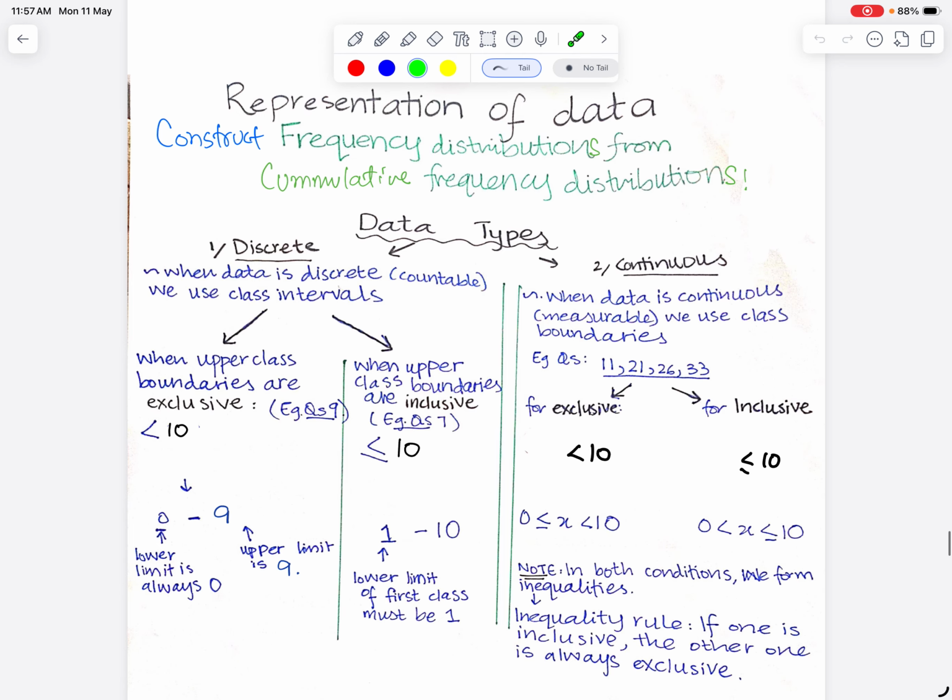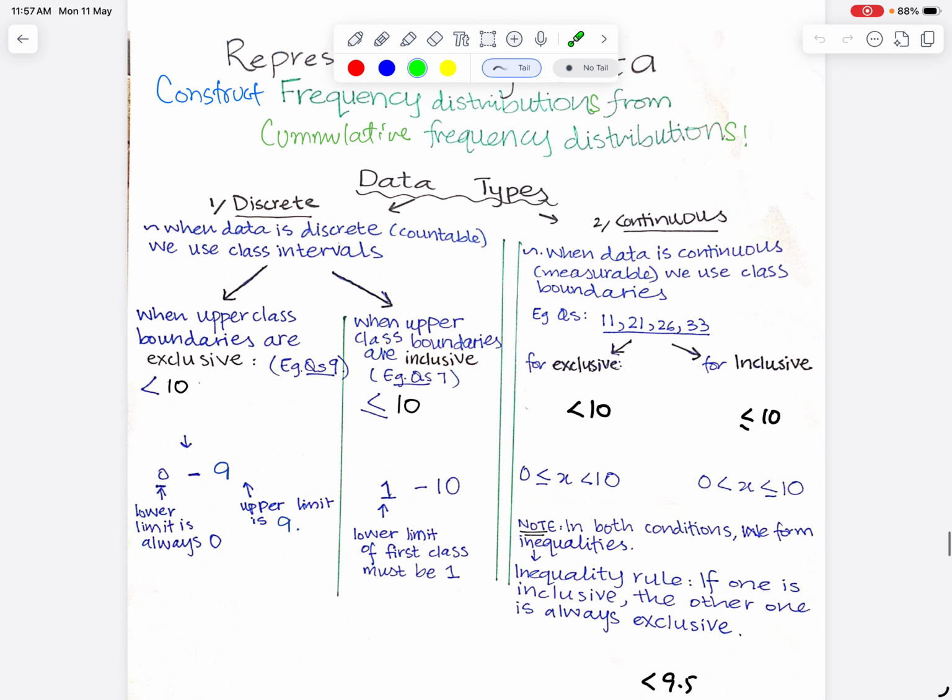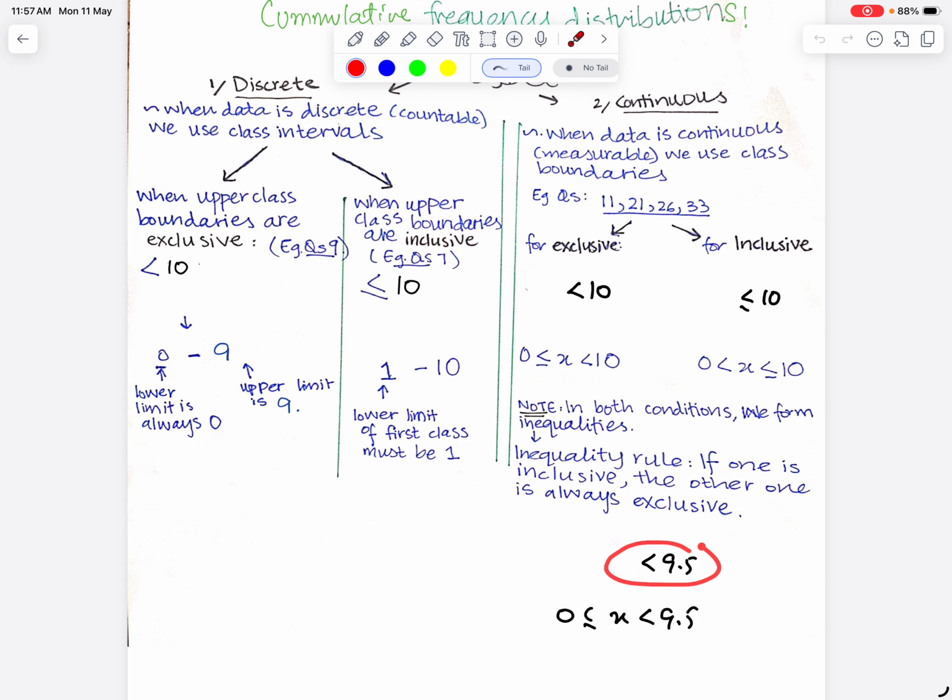Alright, now try to understand this concept very carefully. I told you for continuous data, no problem whether we have exclusive value or inclusive value, the first value must be 0. Okay, this is copied here. Since this is exclusive, so this is inclusive. This must be 0 for continuous data. If we have this like this, no problem, copy this here. Since this is exclusive, so this is inclusive. So for continuous data, the lower limit of the first class must be 0.